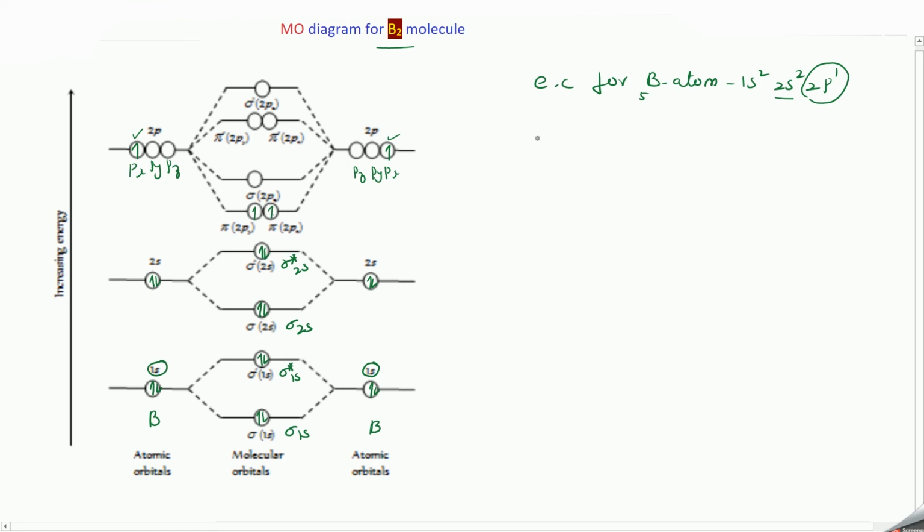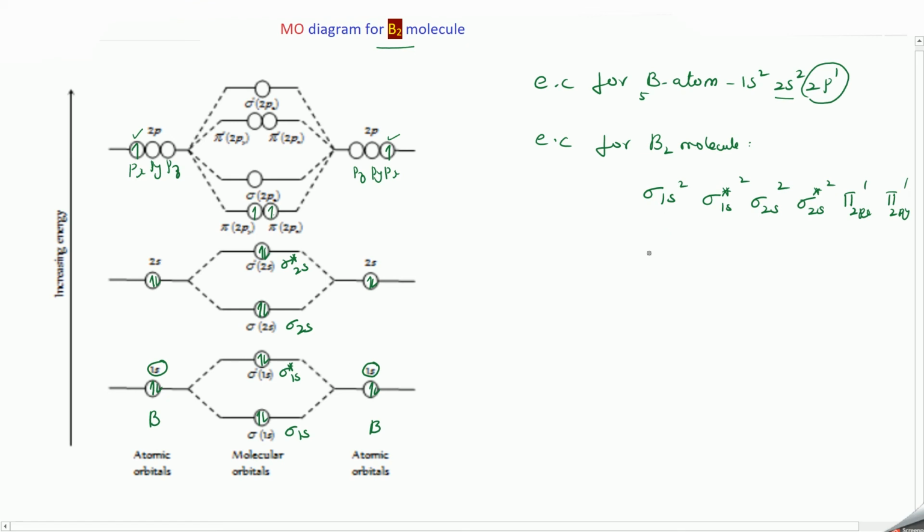Now you can write the electronic configuration for boron molecule, B2 molecule. So you have first sigma 1s2, sigma star 1s2, sigma 2s2, sigma star 2s2, and then pi 2px1, pi 2py1. So this is the electronic configuration for this boron molecule.